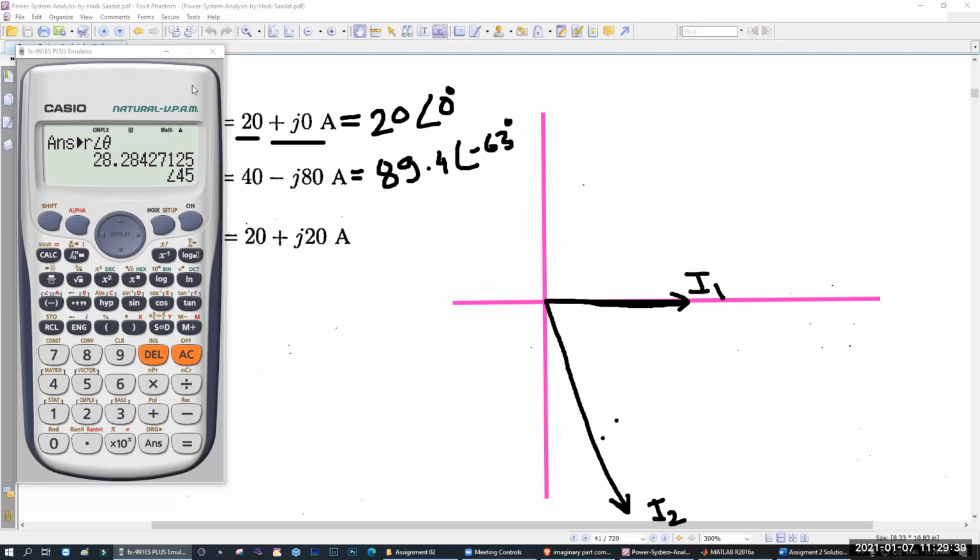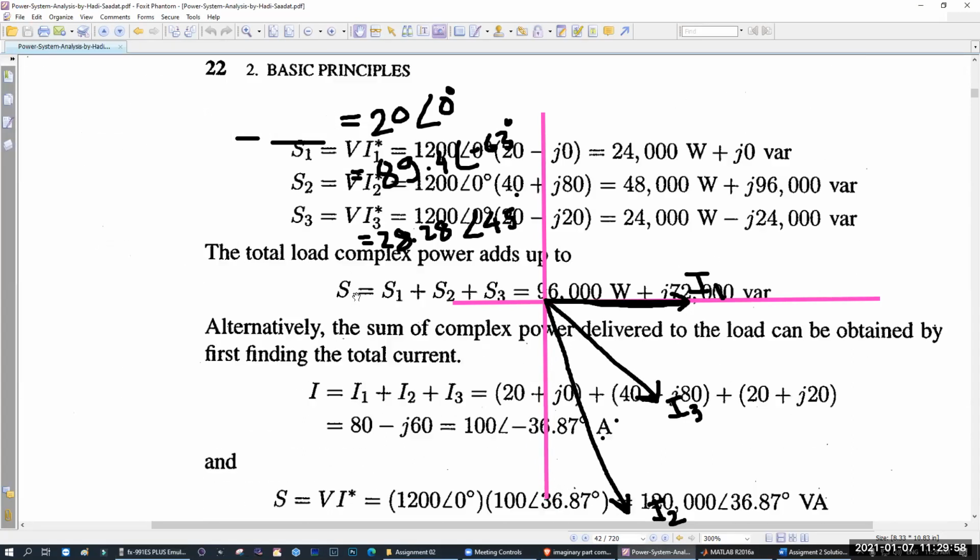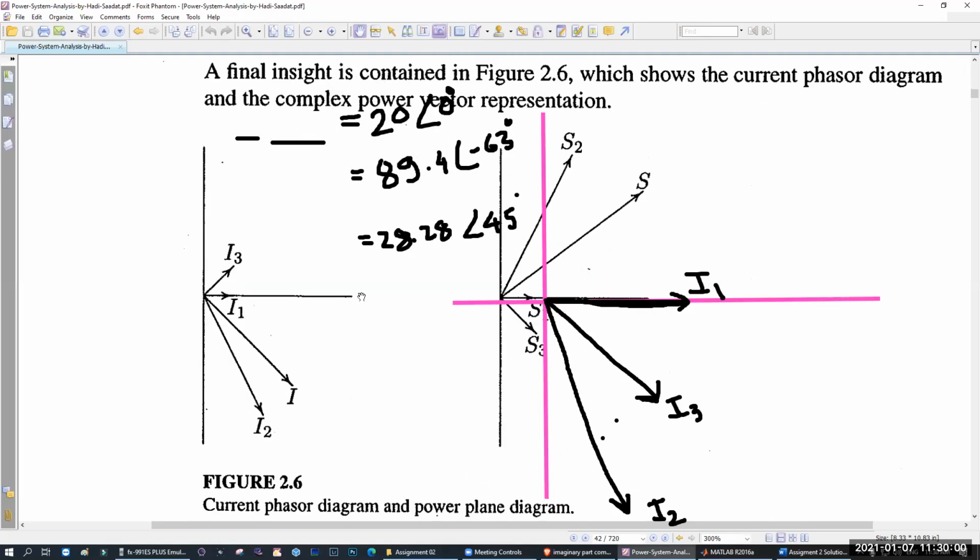(28, 45). Angle is how much? 45. 45 degrees is here somewhere. This is your I3. Understood? Now here, I'm going to see how much they have done. I is this one, I1 is this one, I2 is this one, I3 is this one.